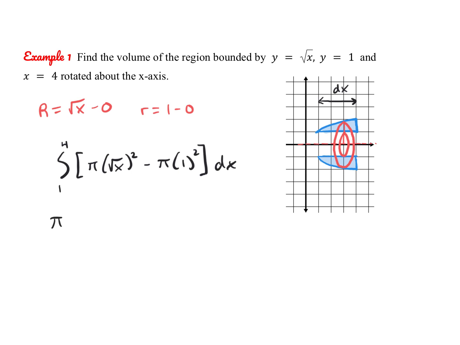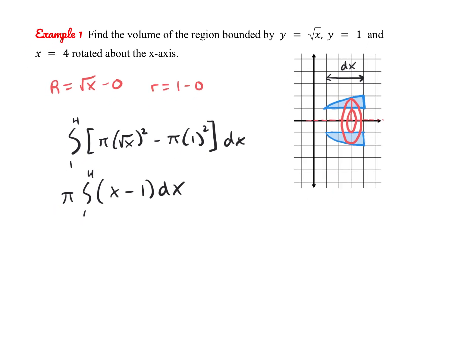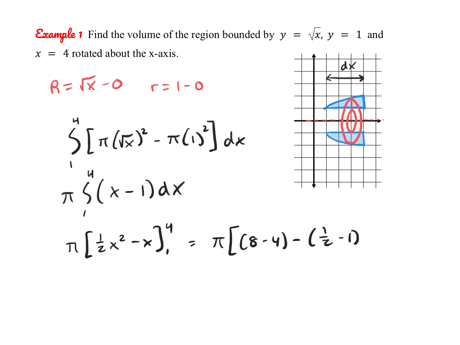Then from here on out, I'm always just going to pull the pi out front, and then just do large radius squared, which ends up just being x, and then small radius squared dx. And now I just have to evaluate really quick. So we'll find our antiderivative. So pi times 8 minus 4 minus 1/2 minus 1. So that ends up giving us 9 pi over 2 units cubed.